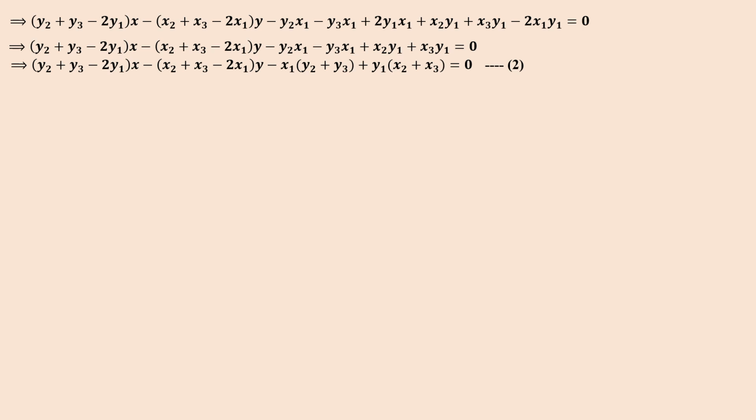We are just grouping: taking x1 outside, (y2 + y3). The second term, we take y1 outside, y1 into (x2 + x3). That is equation number 2. Similarly, we are going to write the equations of the other medians.